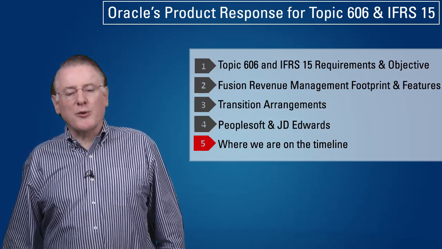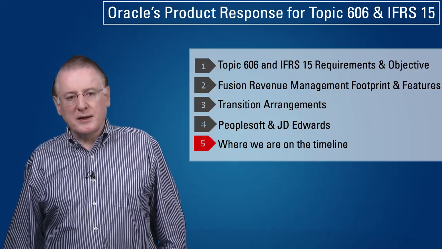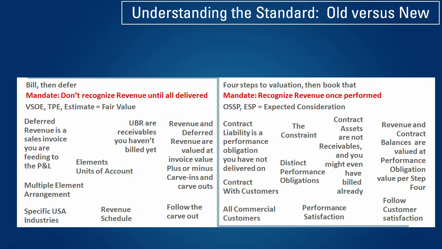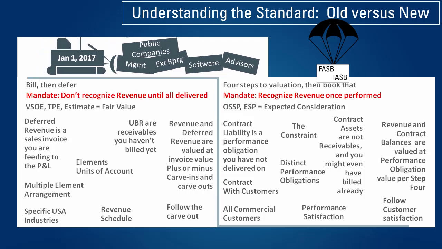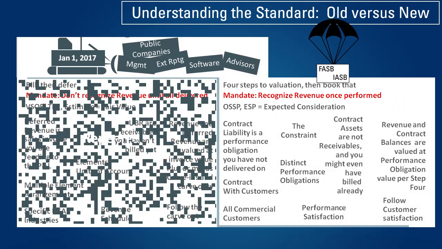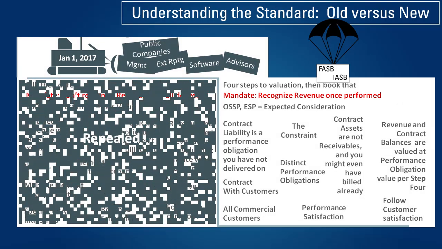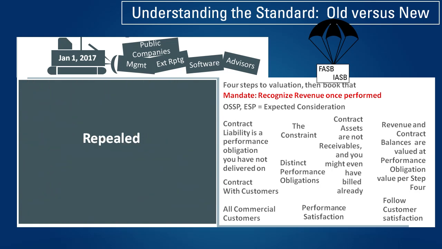Now here's where we are with FRM on the timeline. I put this slide up before. It shows the differences between the old and the new. And I don't want to go through it again or anything. What I want to say is that today, 5 months to the day after the standard came out, the people who have jumped into the new swamp are the IASB and the FASB. But there's a bulldozer coming behind us, January 1st, 2017, that's going to push us all, like lemmings, over the edge. So the advisors are getting there now.